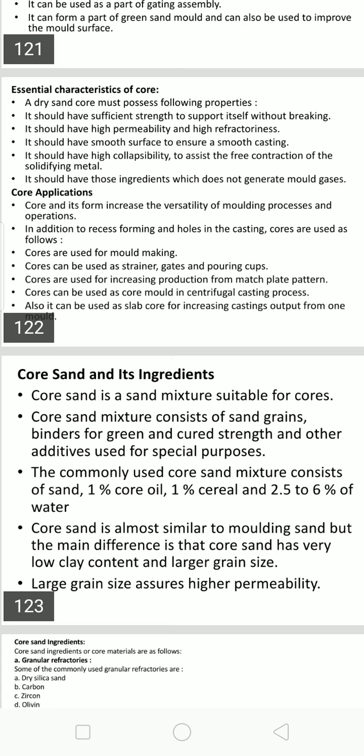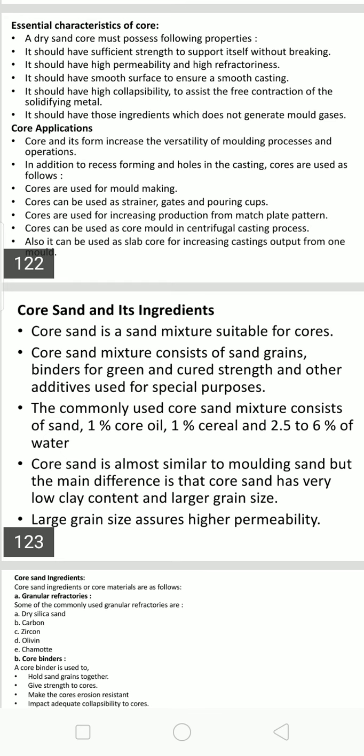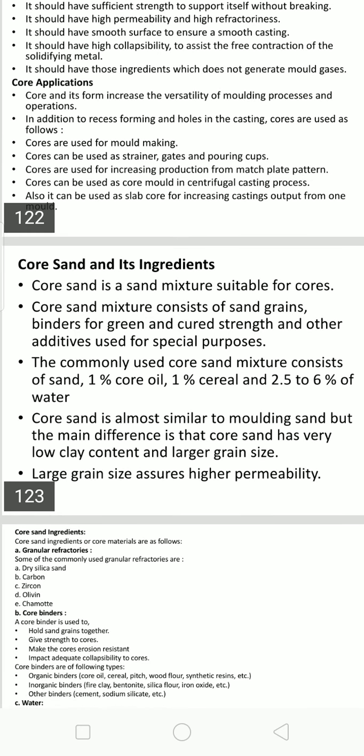Cores can be used as a core mold in the centrifugal casting process. While it is rotating, if you fix it, it is also able to produce intricate shapes in the casting. It can also be used as a slab core for increasing the casting output from one mold. In many aspects it may be applicable. Then core sand ingredients. Core sand is a mixture of sand and binders suitable for cores.